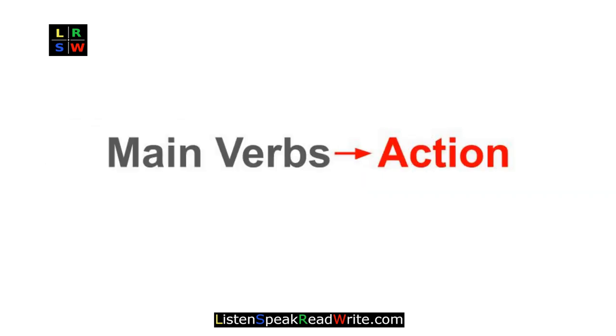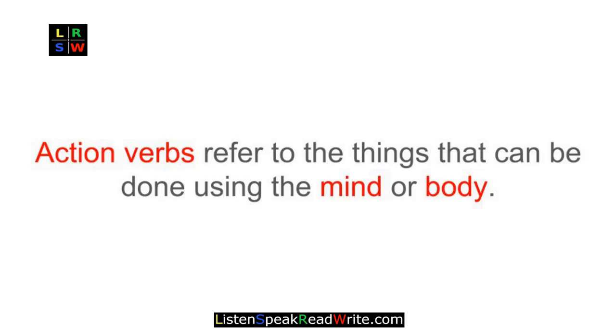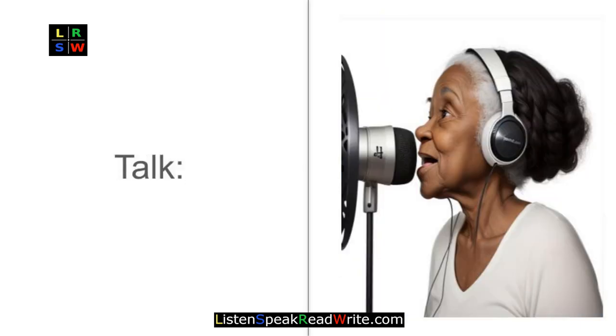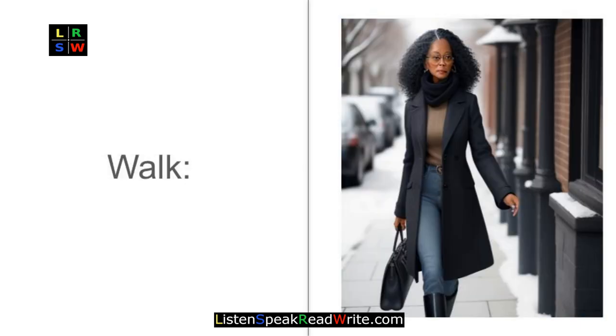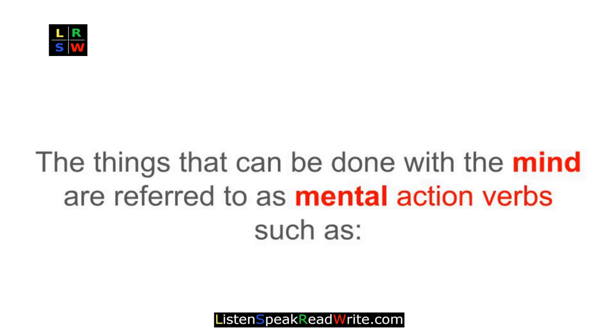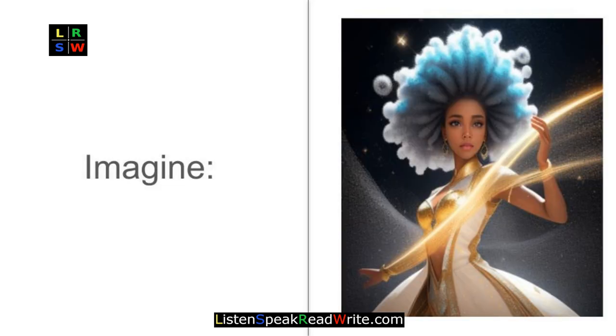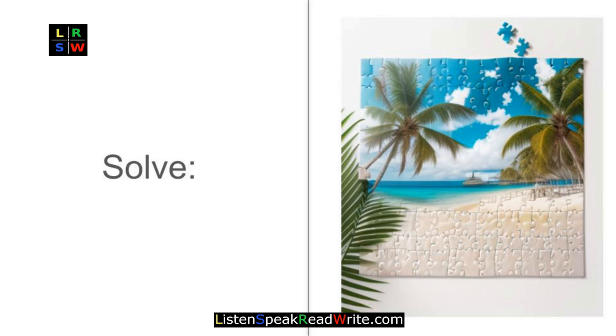Main verbs, action. Action verbs refer to the things that can be done using the mind or body. The things that can be done with the body are referred to as physical action verbs, such as sing, talk, swim, walk, jump. The things that can be done with the mind are referred to as mental action verbs, such as think, decide, imagine, perceive, solve.